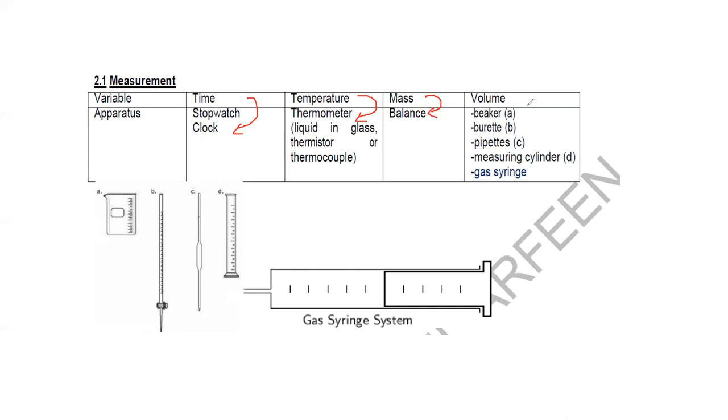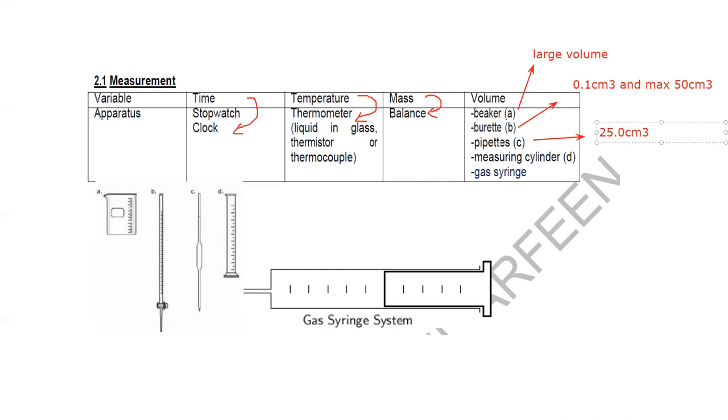To measure the mass, we use a balance, and to measure a volume, we can use a beaker, a burette, pipette, measuring cylinder, and a gas syringe. If you want to measure an approximate large volume, we normally use a beaker, but not exactly. If you want to measure an accurate volume to 0.1 cm3, and maximum to 50 cm3, we use a burette. If you want to measure exactly 25 cm3, 25.0 to be more accurate or precise, then it will be a pipette.